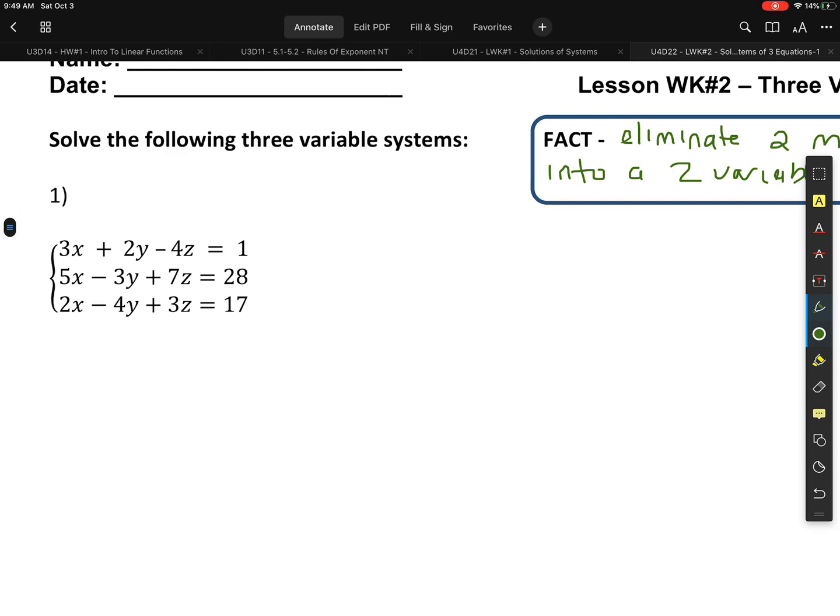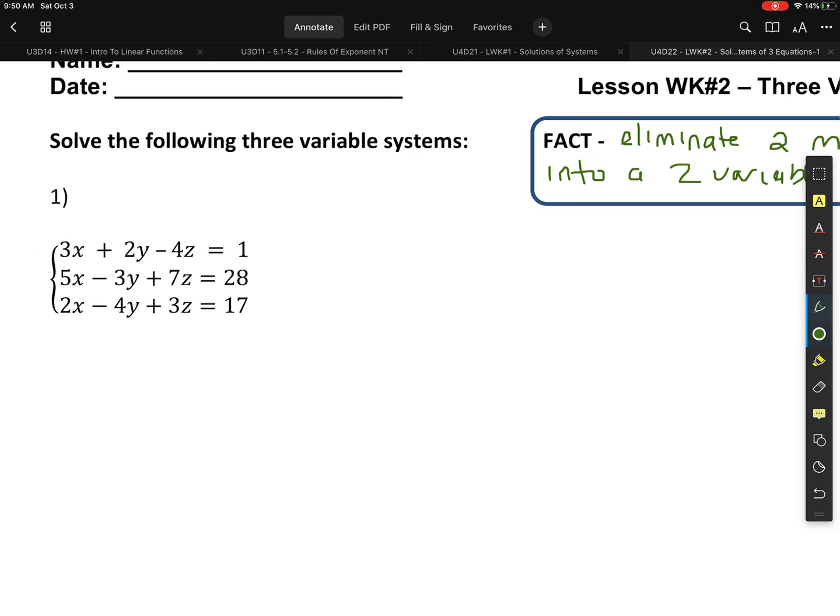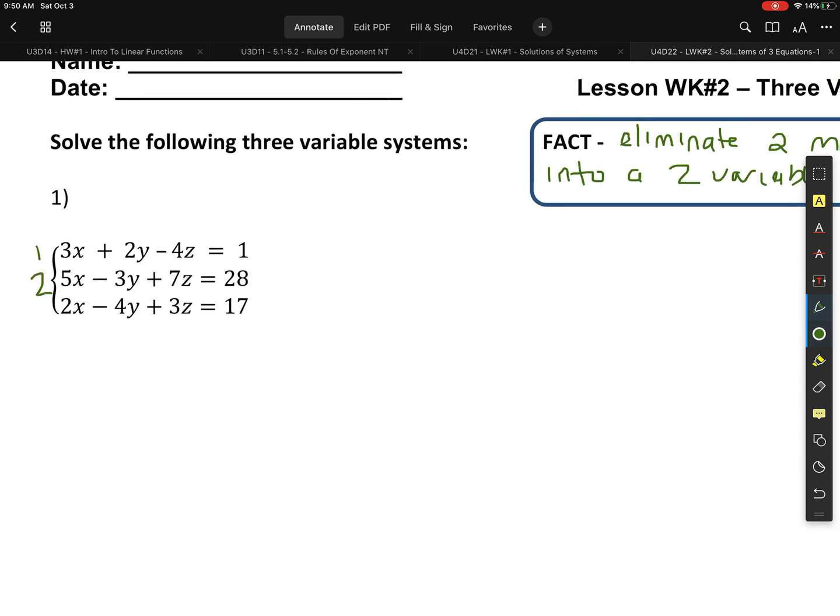Now, does it matter which variable you choose to get rid of? No, it does not. So I'm looking at this and I think I'm going to get rid of y. That's what I'm going with. So I got equation 1, equation 2, and equation 3.